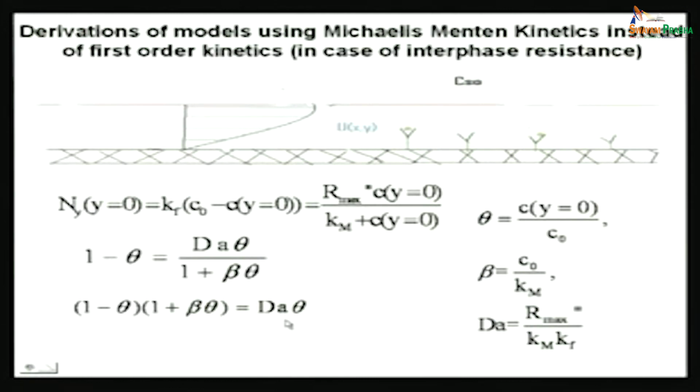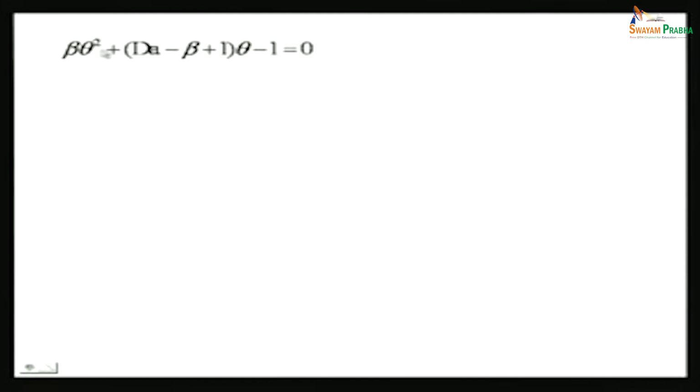This is the quadratic form that we have: 1 minus theta plus 1 minus beta theta equals Damkohler number times theta. Once you open the brackets, you get 1 minus theta plus beta theta minus beta theta square equals Da theta. As you collect the coefficients, the final form of the quadratic is beta theta square plus Da minus beta plus 1 times theta minus 1 equals 0.